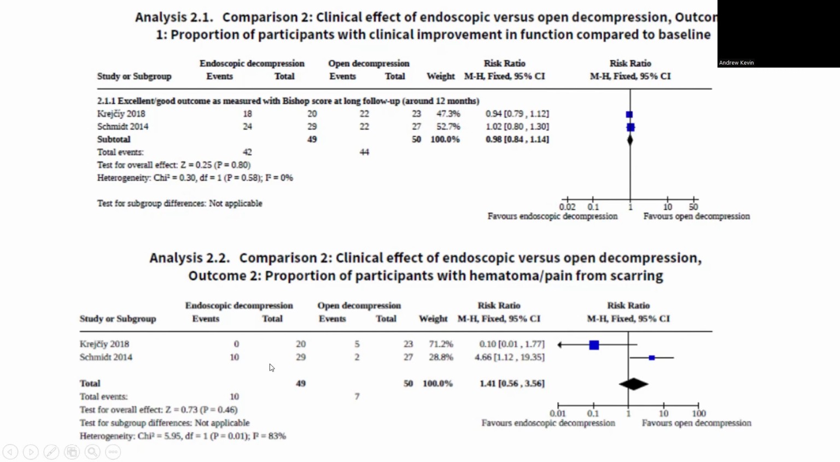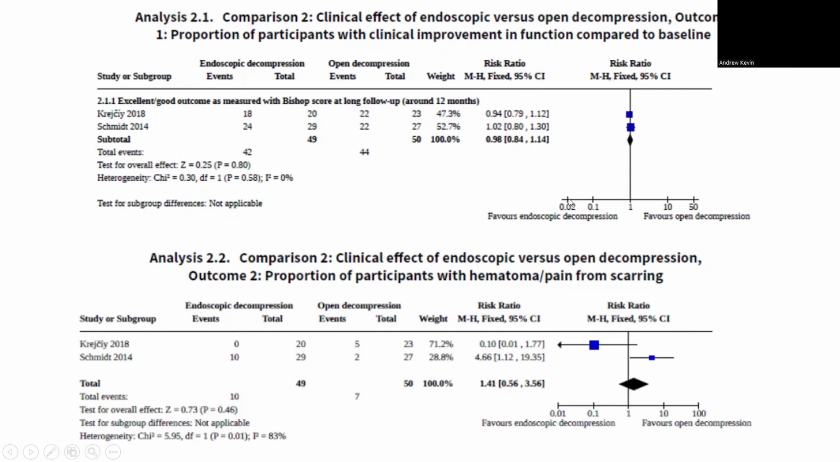Whereas these 2 same studies, they had also looked at the hazards of the intervention. What is the risk of hematoma versus what is the risk of scarring? Is it more in open decompression or is it more in endoscopic decompression? Now, if you look at the hazards, that seems to favor open decompression. But if you look at the number of events in Krejci 2018, there have been 0 outcome events in endoscopic decompression and only 5 in open decompression. The Schmidt study had a larger number of outcome events in both endoscopic and open decompression. So that seems to have skewed the results a bit, which is why the overall outcomes seem to favor open decompression.